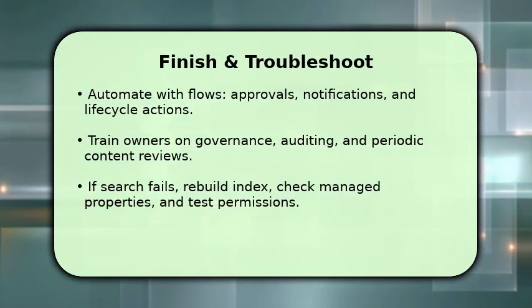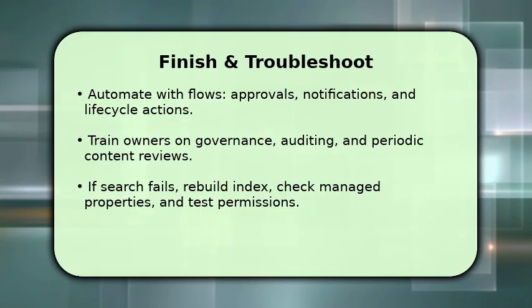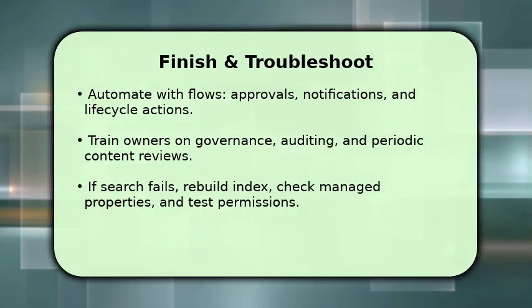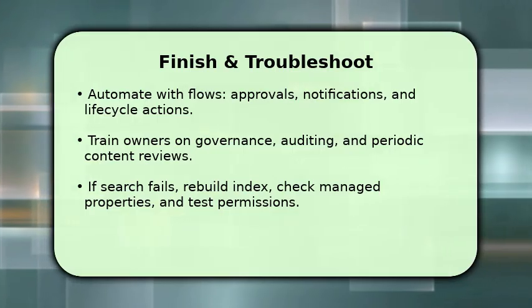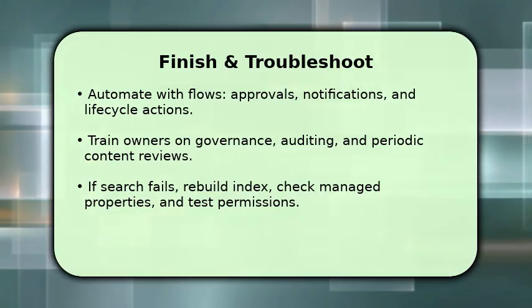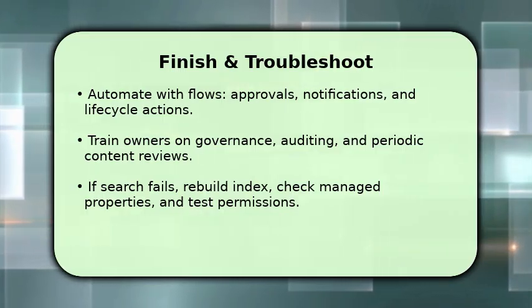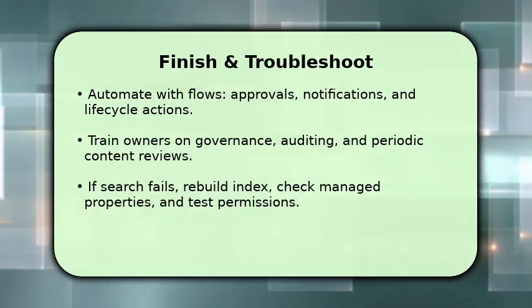Finish by automating recurring actions and locking down lifecycle processes. You should create Power Automate flows for approvals and archive routines, enable auditing, and apply retention labels consistently. Once done, run a targeted training for owners that covers governance, review cadence, and how to use metadata and views.